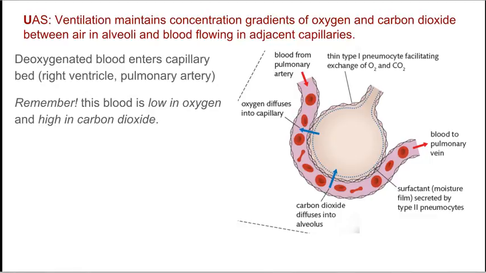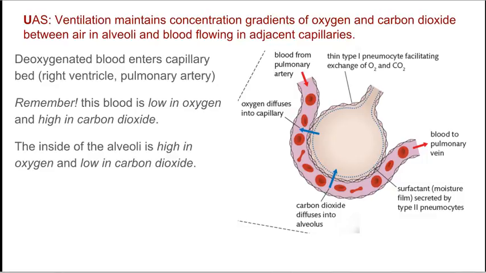Remember, the blood that enters is coming from the body. There's been a lot of work, so it contains high levels of CO2 and it contains low levels of oxygen, because all of the oxygen has been given over to the mitochondria and has been used for energy production. The inside of the alveoli, where the fresh air has come in, is high in oxygen and it's low in carbon dioxide.